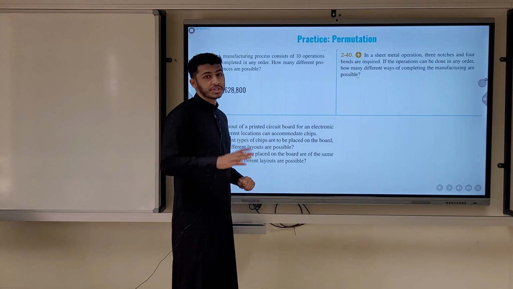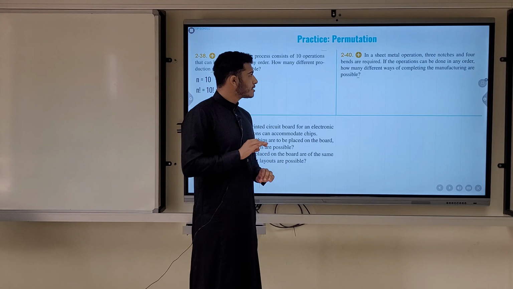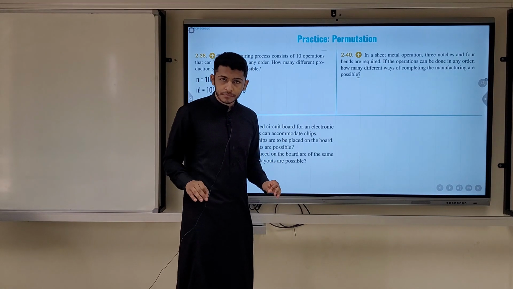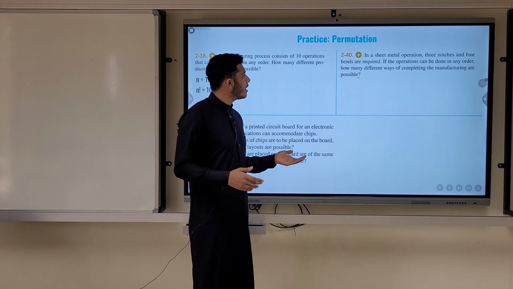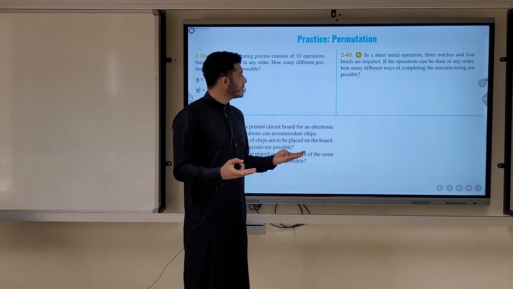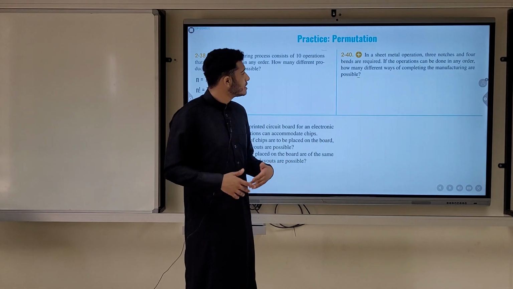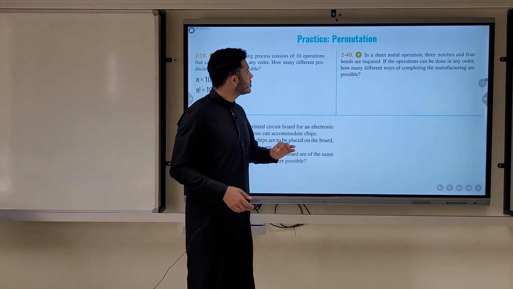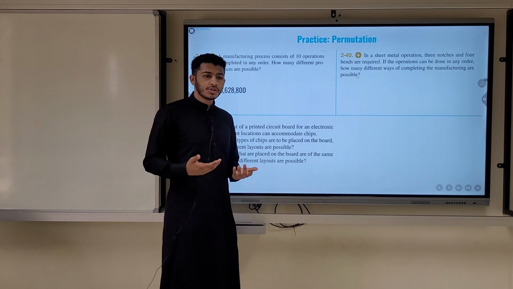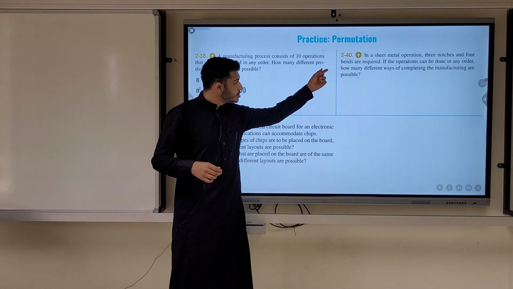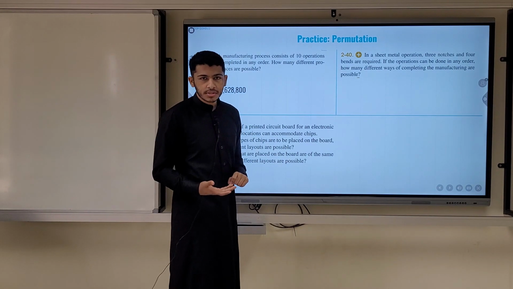Now let's move to the other question, which is another case. The question says, in a sheet metal operation, 3 notches and 4 bends are required. So we have a metal operation, and there are 7 operations that should be done, 3 notches and 4 bends, whatever this means. If the operations can be done in any order, okay, so there is order in this case, how many different ways of completing the manufacturing are possible? Okay, so it also wants the number of permutations, or the number of ways we can do this sheet metal operation. However, there is a catch here. It told us there are 3 notches and 4 bends.